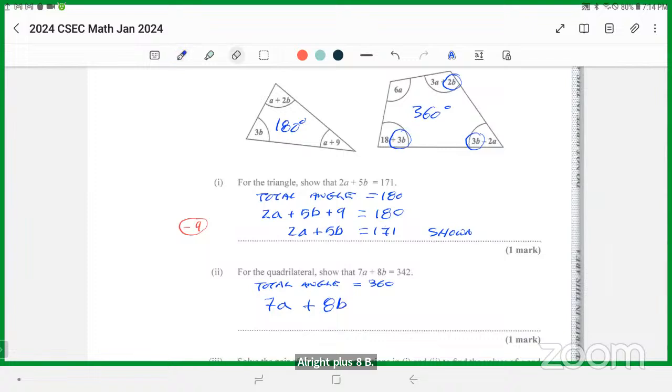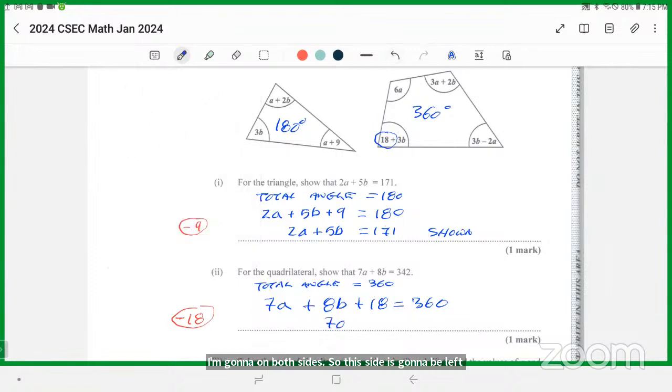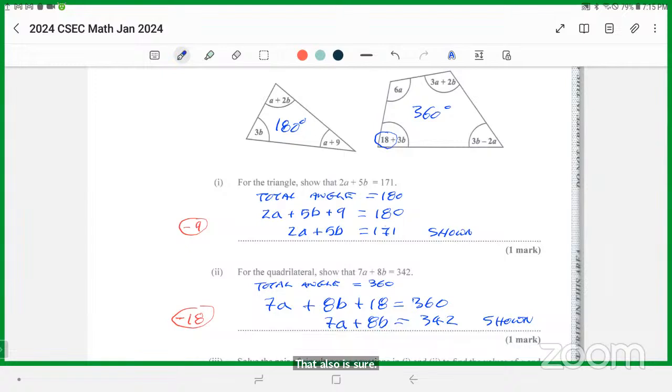Then the numbers now. The numbers in the angles. So the only number in the angles is this one, 18. So plus 18. And all of that adds up to 360. I'm going to take the 18 and subtract it over here. We're going to subtract 18 on both sides. So this side is going to be left with 7A plus 8B. We'll subtract the 18 from this, we're going to get 342. That also is shown. All right, nice and easy.